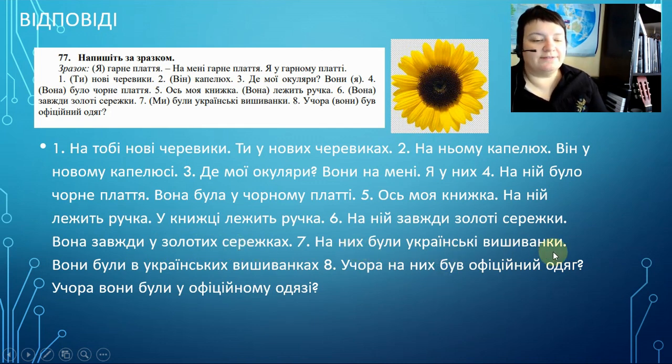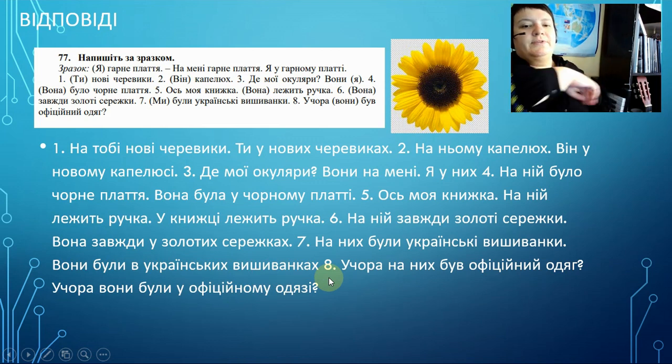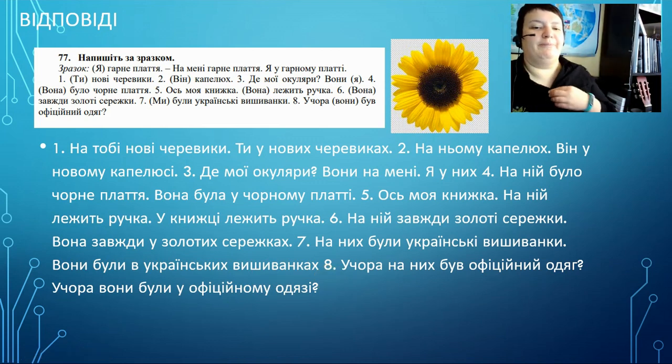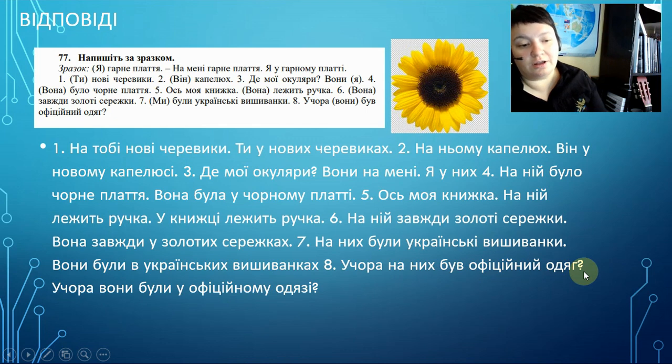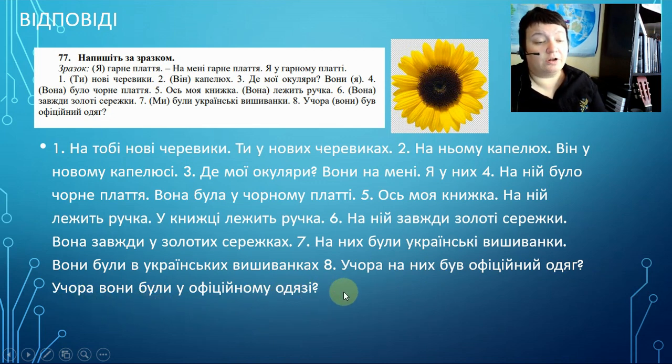На них були українські вишиванки. Ukrainian embroidered shirts were on them. Вони були в українських вишиванках. They were in Ukrainian embroidered shirts. Like this one, as you see. Like mine, maybe. Учора на них був офіційний одяг. Yesterday the official clothes were on them. Учора вони були у офіційному одязі. Yesterday they were in official clothes.